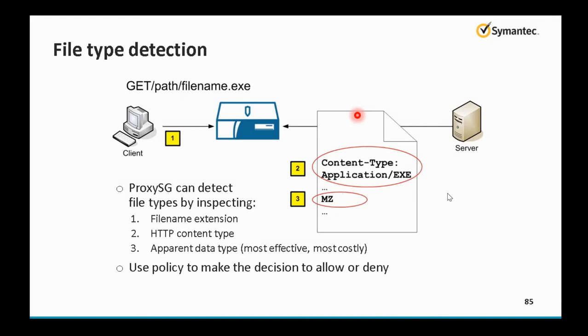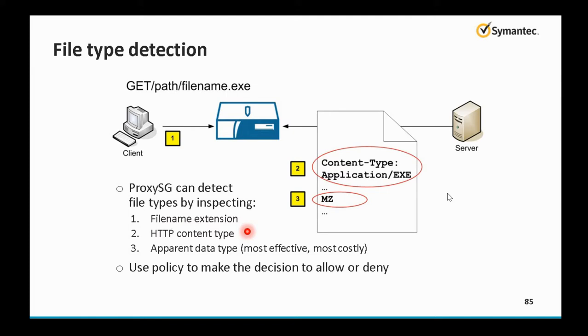Okay? So in here, we will talk about the different file detection techniques that the proxy has in order to detect unwanted files. There are three different types of inspection that the proxy does. One is the proxy will check the file extension.